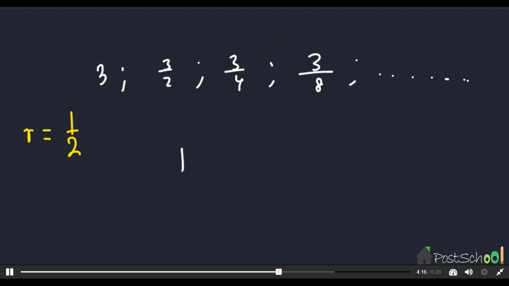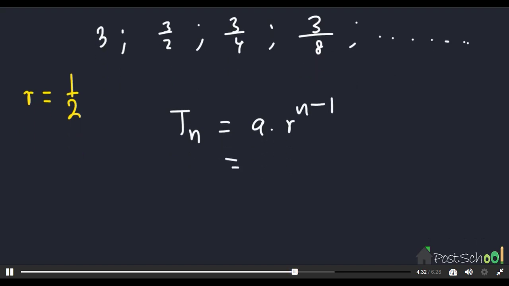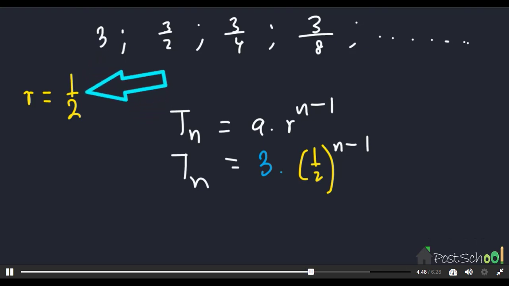Again, let's find the general term. The general term is A times R to the power n minus 1. That's the formula. Then we can substitute A, which is 3, times R, which is half, to the power n minus 1. So this is our general term. It's easy as that. Once you know the first term and your constant ratio, you can use that to calculate the general term.